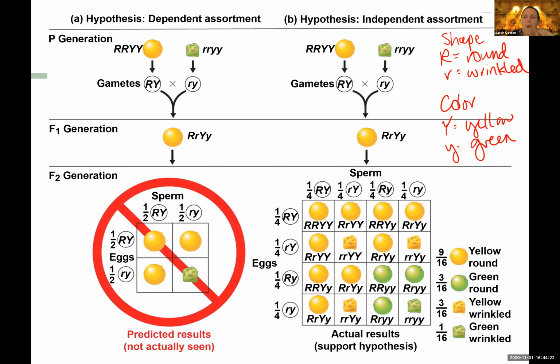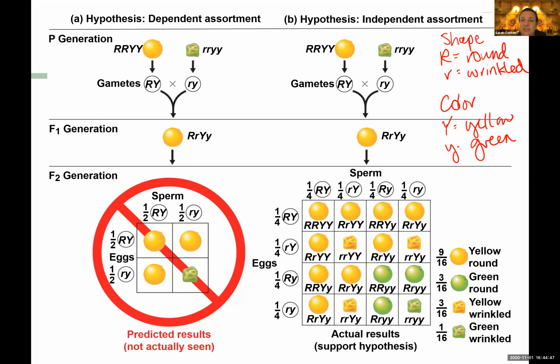Okay. So we choose R for shape. Why do we pick R? Well, our two alleles are round or wrinkled. Round is the dominant one, so we use big R for round, little r for wrinkled. For color, yellow is dominant over green, so we use big Y for yellow, little y for green. Okay?